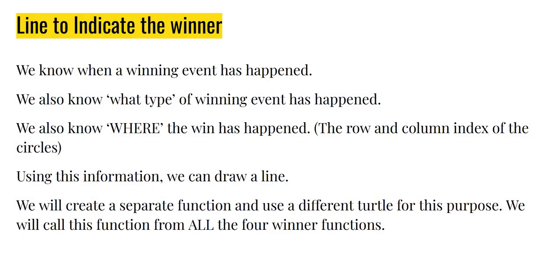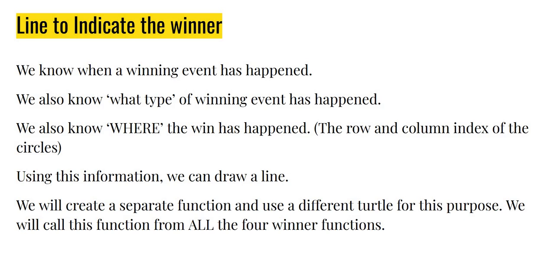We also know what type of winning event has happened, which means has there been a horizontal win, a vertical win, or diagonal one, diagonal two, and so on and so forth. In fact, we also know where this victory has happened. What I mean by this is we know the row and column index of the circles or the cells where this victory has happened. In fact, this is all we need to draw the line.